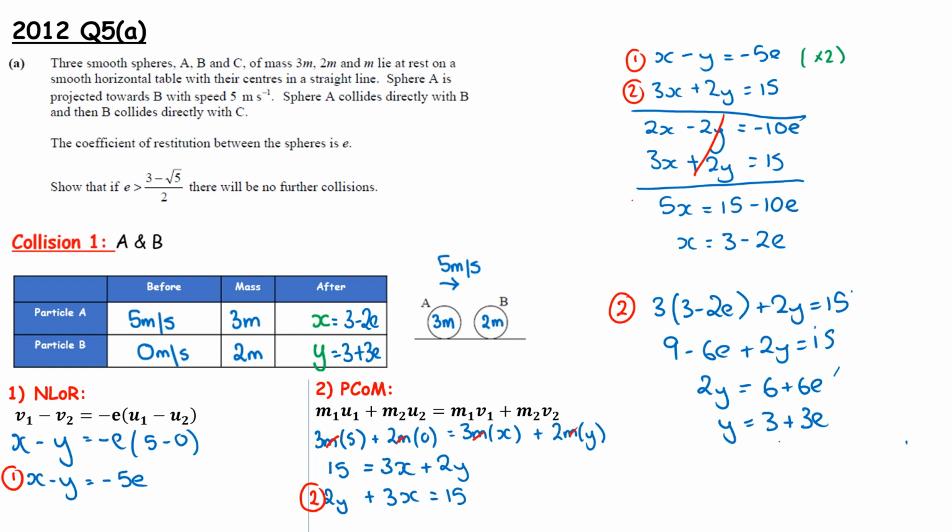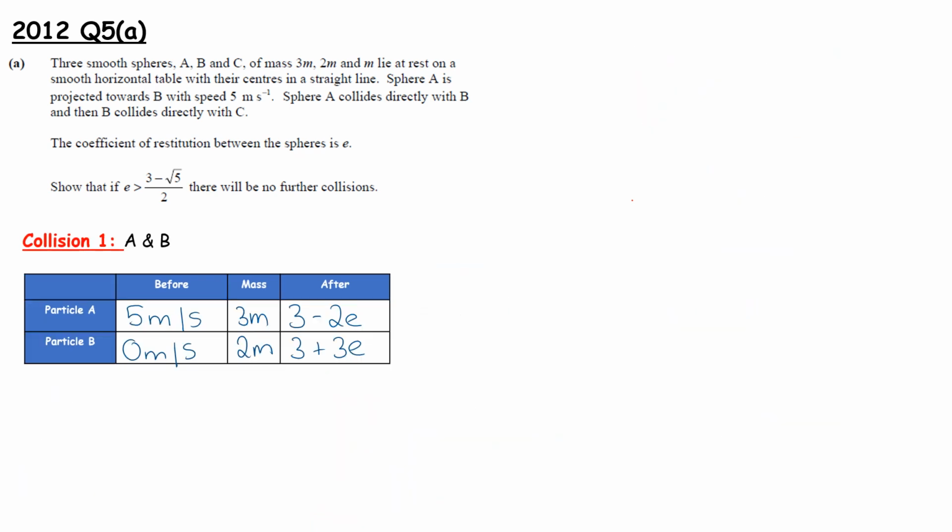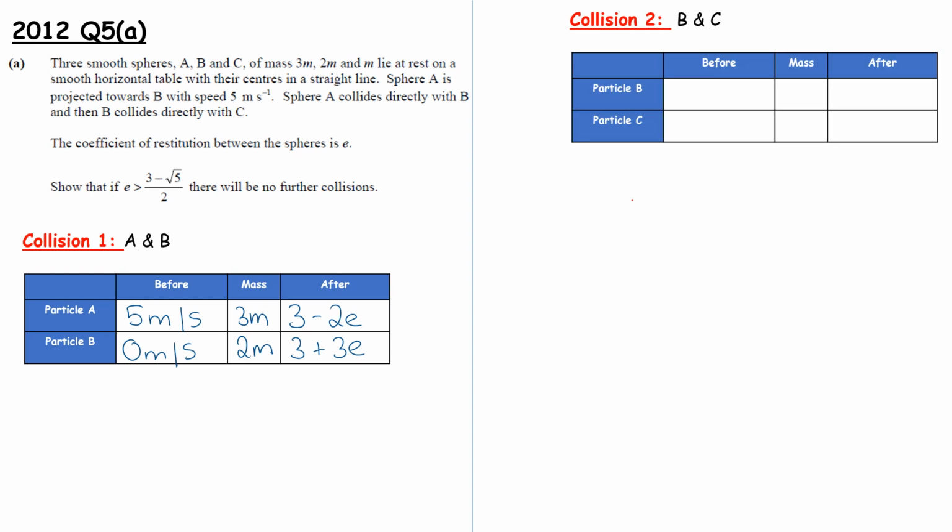And now we need to look at the second collision. So now we're going to look at the second collision, which is between B and C, and we're going to set up a new table. So just let's look at a little diagram of what this looks like. So we have 2m and we have m. B has now been projected because of its last collision with 3 plus 3e. So we have 3 plus 3e and C is at rest.